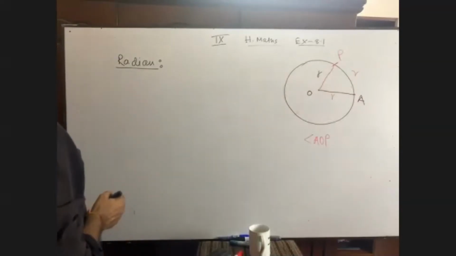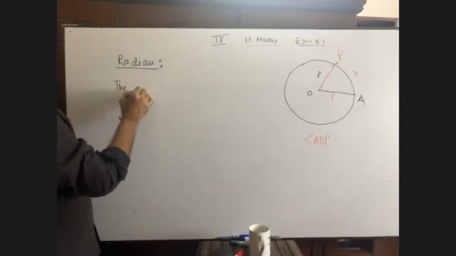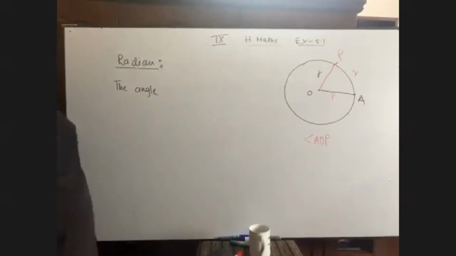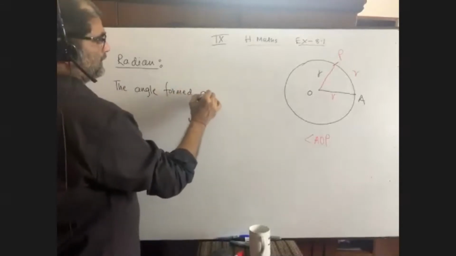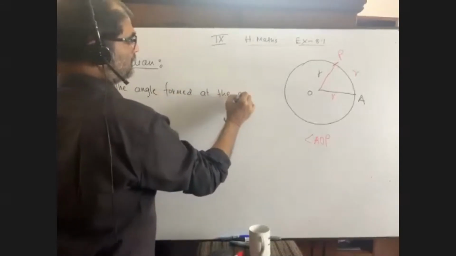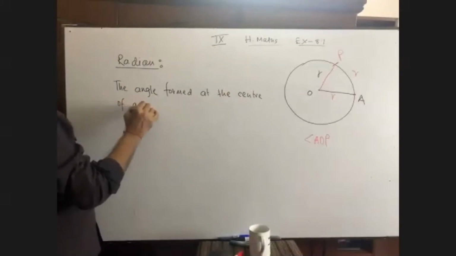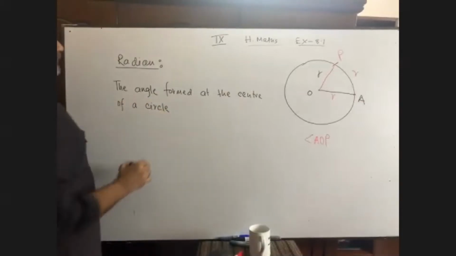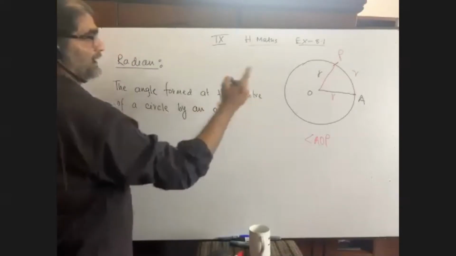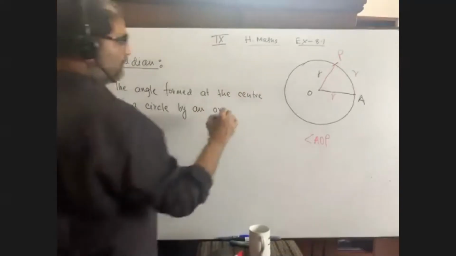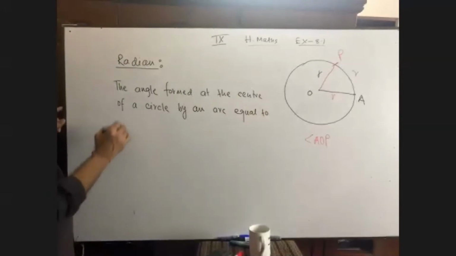Write down the definition of radian. The angle, it is an angle that is AOP formed at the center of a circle by an arc. Here the arc is AP equal to its radius.